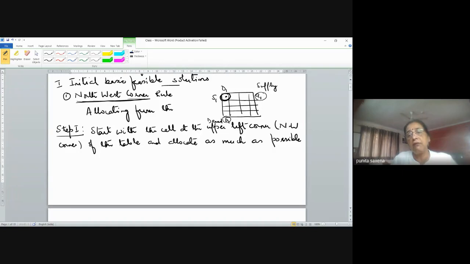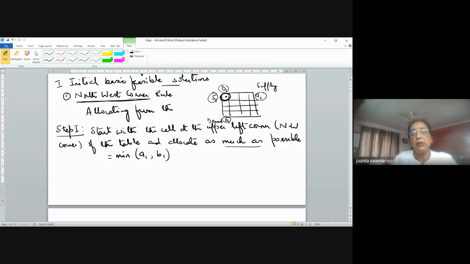Supposing A1 is greater than B1, we cannot supply A1 because this destination does not require more than B1 units. Similarly, if B1 is greater than A1, then the source cannot supply more than A1. So when we say allocate as much as possible, this amounts to saying the allocation must be equal to the minimum of A1 and B1.